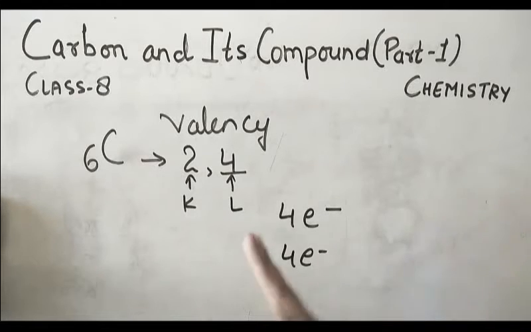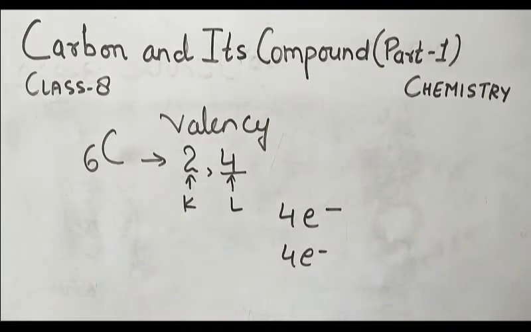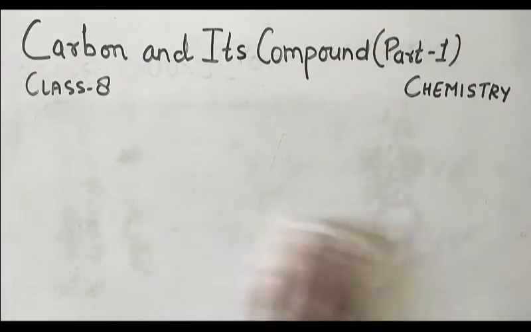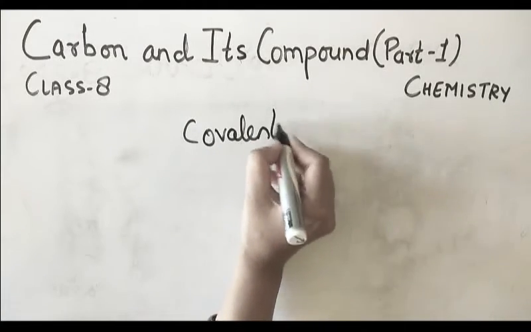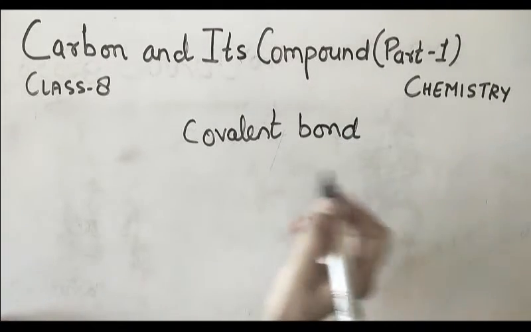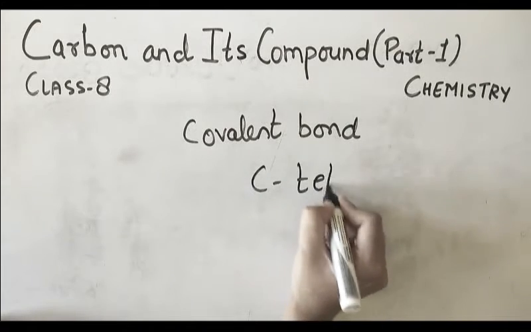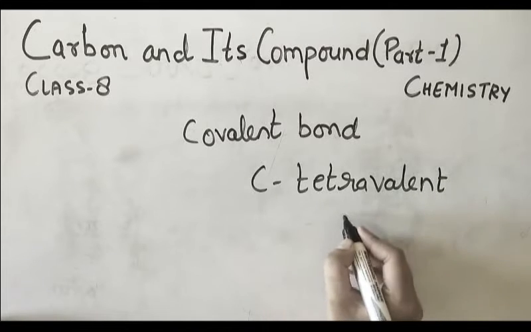ऐसा possible नहीं है कि ये 4 के 4 इलेक्ट्रॉन देकर के पॉजिटिव आयन बन जाए. It is also not possible that it can take 4 electrons from other element and become negatively charged. No, it is not possible. That is why carbon is just going to share the electrons. You also studied about the covalent compound. It forms a covalent bond, and that is why carbon is a tetravalent element.